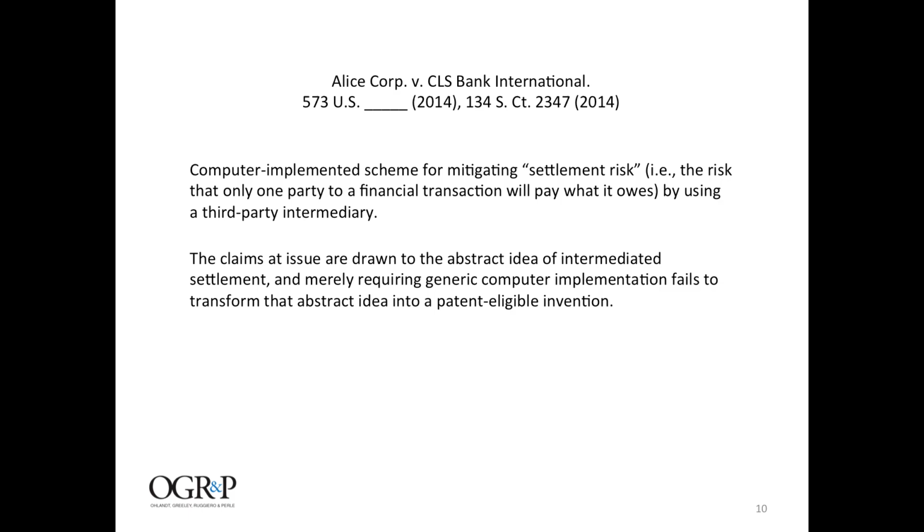Now, I'm briefly summarizing each of these cases so you can see a general trend here. At least with regard to several of these cases, merely implementing something on a computer does not transform a patent-ineligible concept into patent eligibility merely because it's on a machine. Mathematical algorithms are not patentable, and basic fundamental economic practices are an example of an abstract idea or non-patentable subject matter.